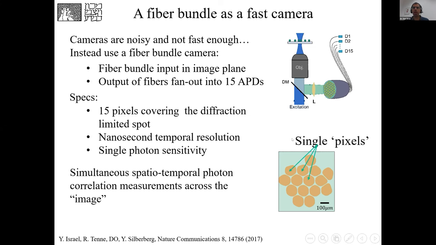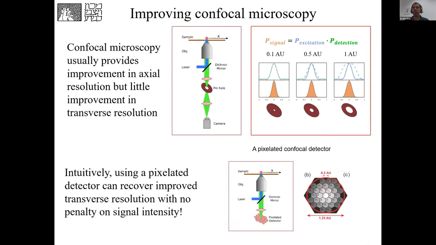But now there's not much that you can do with 15 pixels. So we had to find a good application, like improving confocal microscopy. A confocal microscope is a device invented by Marvin Minsky in the 50s, and it was intended to improve the axial resolution, not the lateral resolution of imaging.